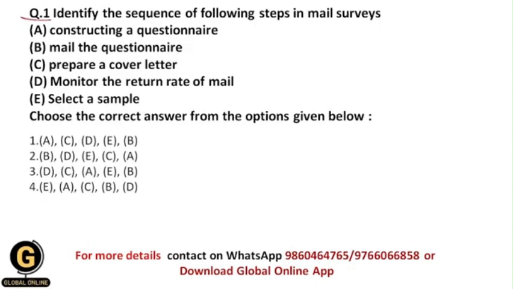First question is, identify the sequence of following steps in mail surveys. So basically here you have been given 5 steps of mail surveys, and we are going to follow them or write these steps in a sequential manner. Okay, so what basically are mail surveys? In mail surveys, the survey is administered through mail. So basically we are going to ask the questions to our respondents through the mail. Okay, and that's why there are a lot of procedures in that.